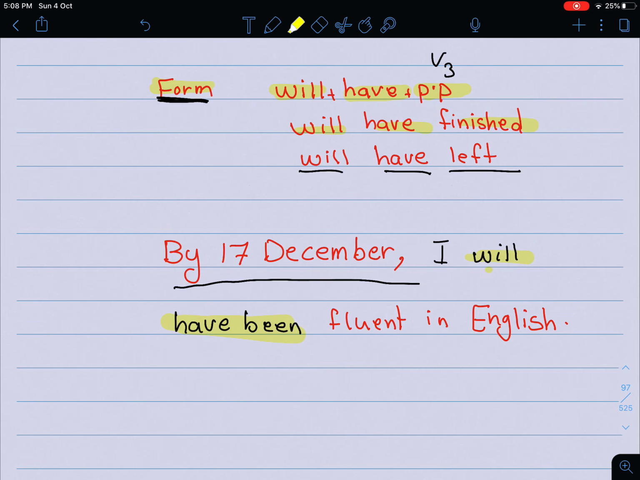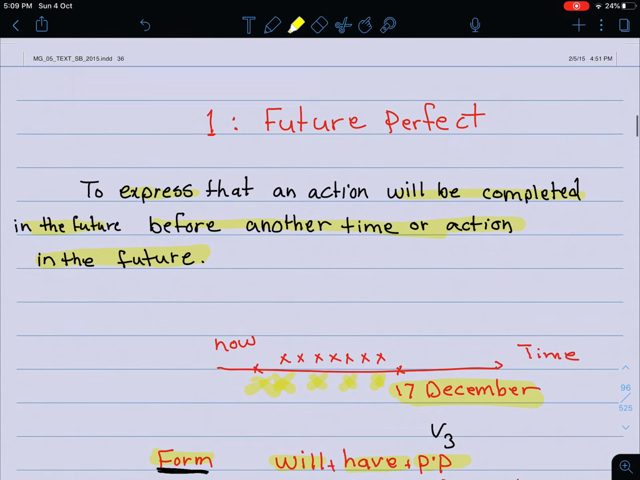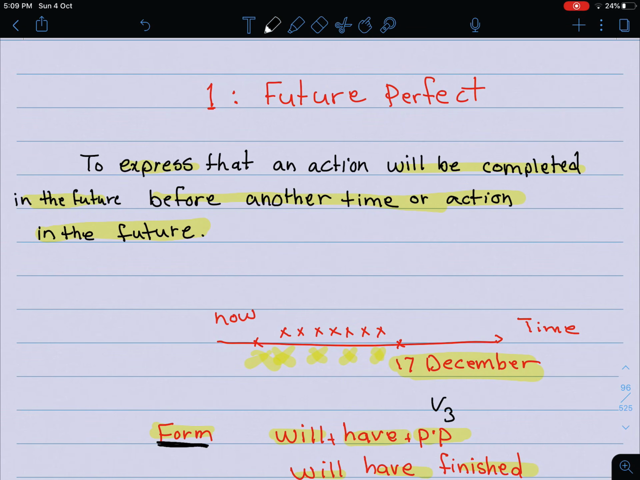So I have an action, هذا حدث, okay? الحدث هذا which is in the future perfect will be completed in the future before another action or another event in the future. واضح؟ So الحدث هنا مو هنا حدث، هنا الوقت okay اللي هي 17th of December، وهنا بيكون the future perfect، يعني راح أكون عندي طلاقة باللغة الإنجليزية by the 17th of December. Okay? So again, I use the future perfect, which is will, have, and the past participle, okay?